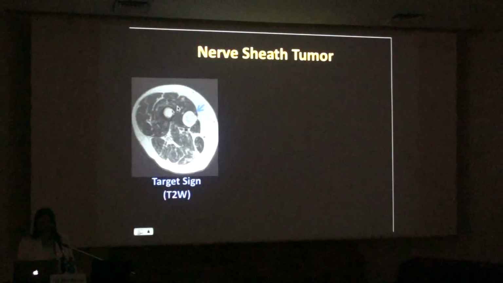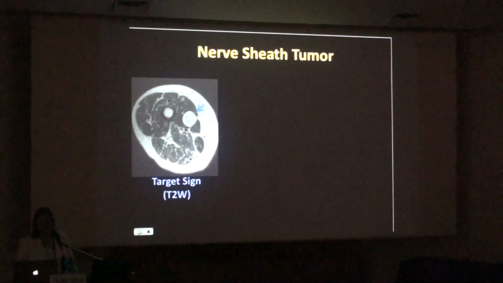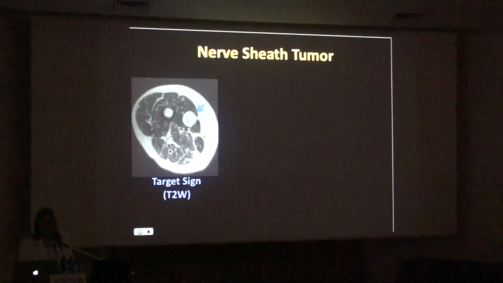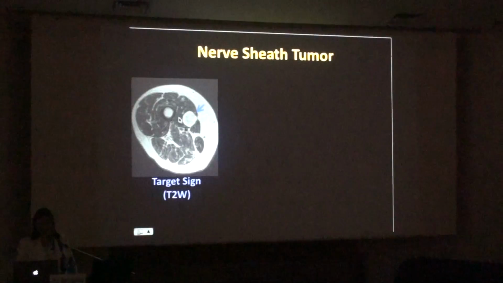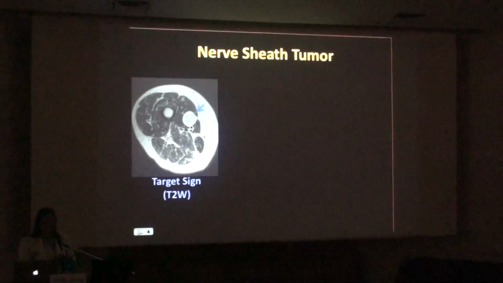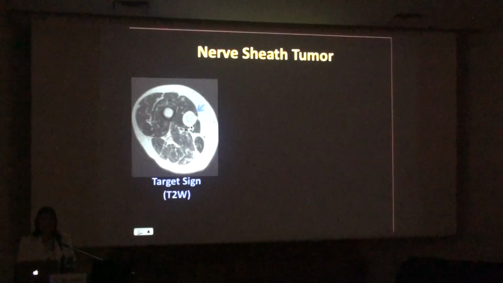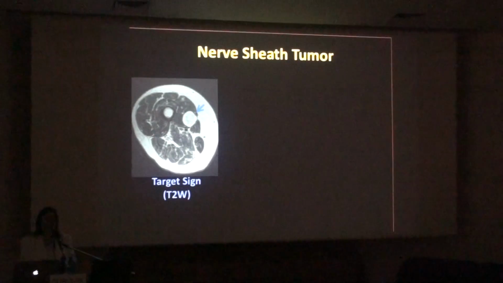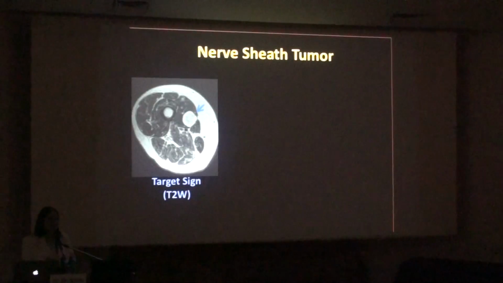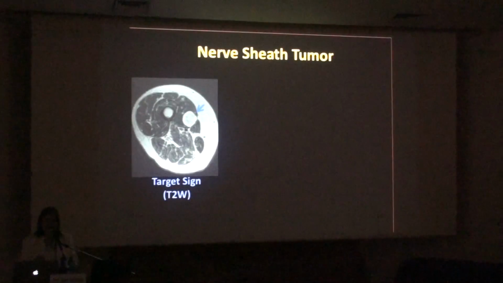So here's just an example of a target sign for a nerve sheath tumor, axial T2 weighted image, and the outer periphery is more myxoid in content and is brighter on T2. The central portion is more collagenous and is lower signal on T2, right there. And it took me a long time to remember how this worked, but it's the opposite of necrosis, right? Necrosis would be bright in the middle and dark on the periphery on T2 weighted images. The target sign for a nerve sheath tumor is bright on the outside and lower signal internally.